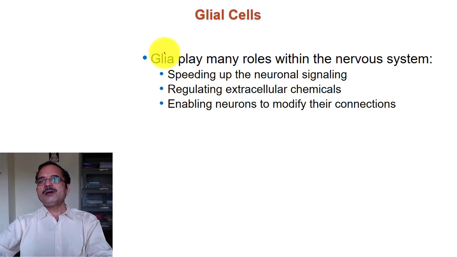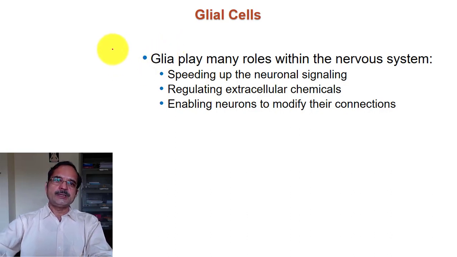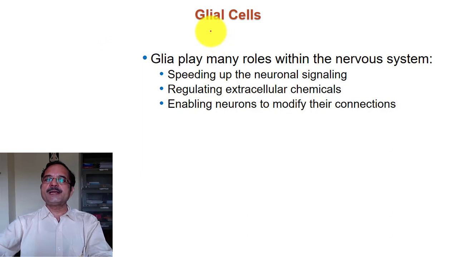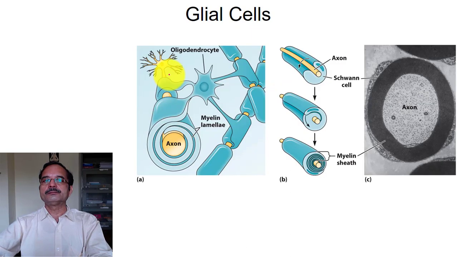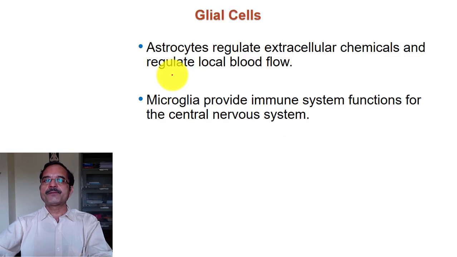Then earlier we also discussed the glial cells. Apart from neurons, in our nervous system there is another type of cell called glial cells. The main function of these glial cells is speeding up the neuronal signaling and regulating extracellular chemicals, and also they enable neurons to modify their connections. So this is the structure of glial cells.